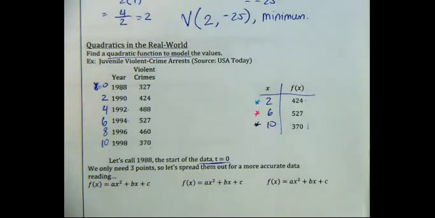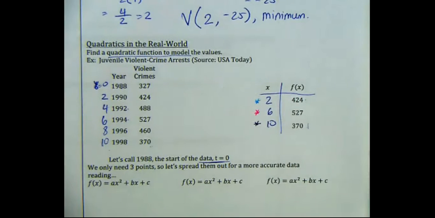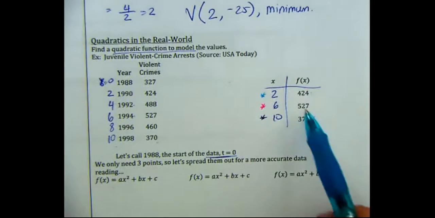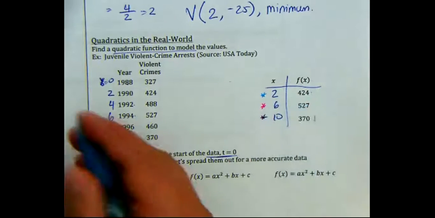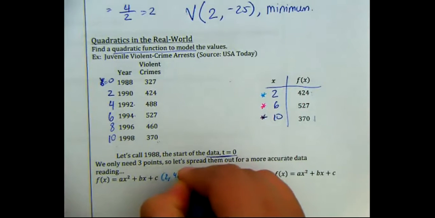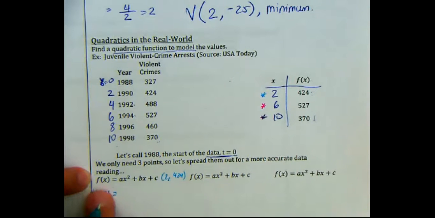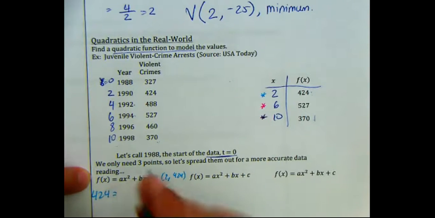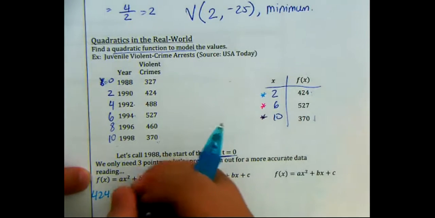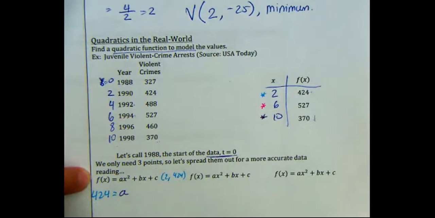And I'm going to take each one of these points and plug it into what I know here, okay? So I know that this point here is 2, 424. So my x is 2, my y is 424. So my y is my f of x. So that's going to be 424 here is equal to, I don't know my a, b, or c, right? So my a, I'm going to leave that as a. But my x is 2. So this is going to be 2 squared.